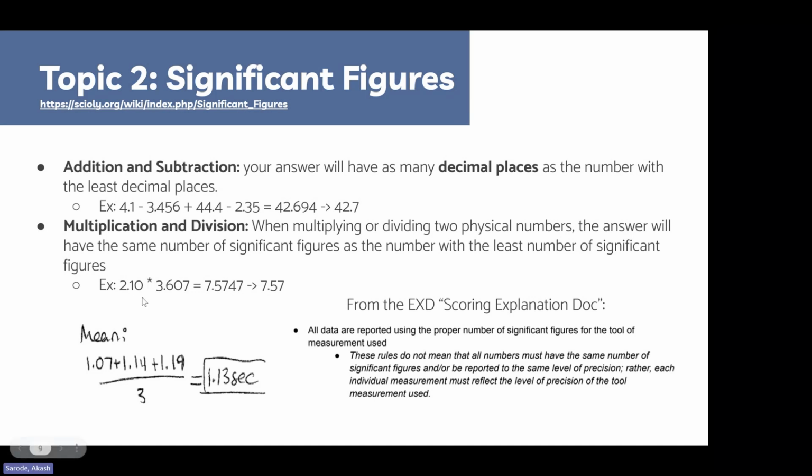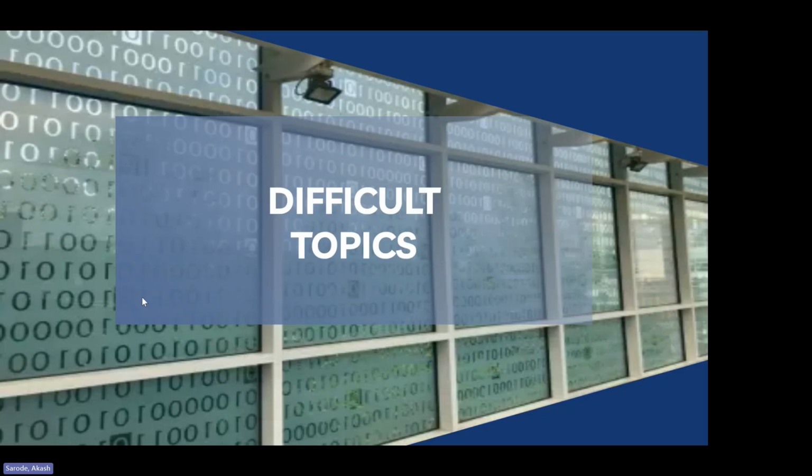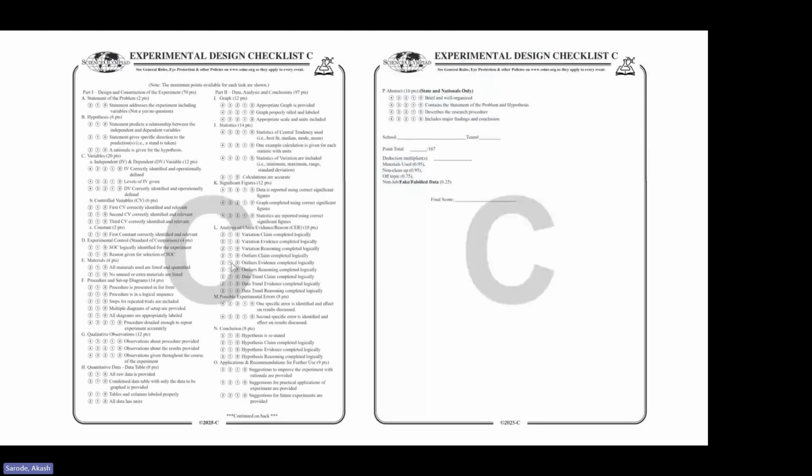So the application you'd use this for in experimental design is especially for the statistics section. And I can go back to the rubric if you want a refresher, but basically the statistics section is where you write down stuff like the mean, median, mode, standard deviation, min, max, range, stuff like that.